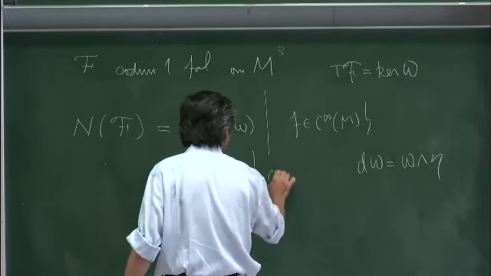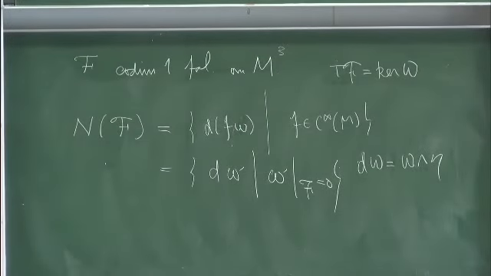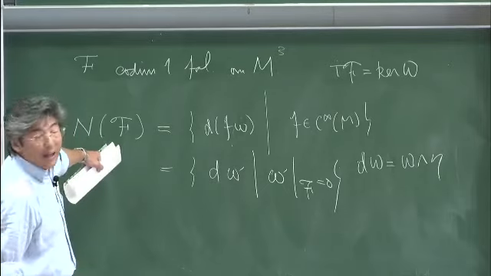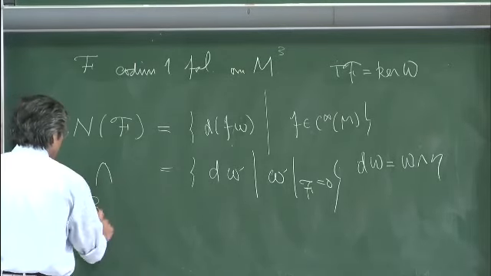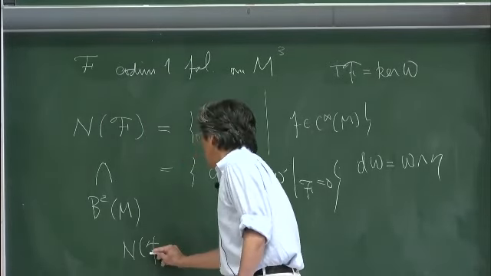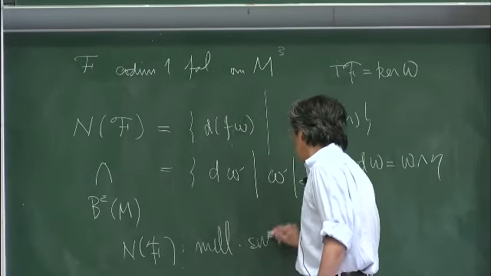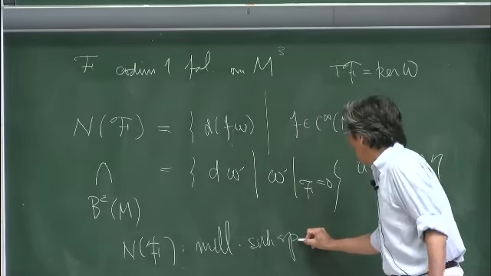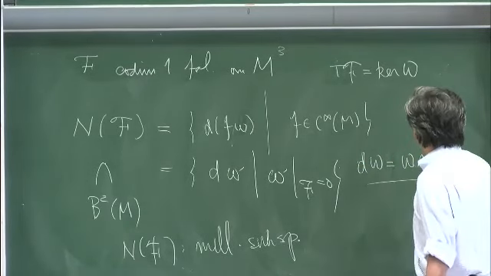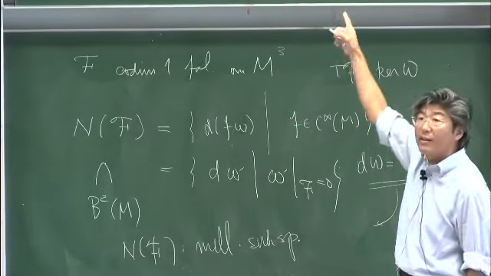Another description is: take all one forms which vanish on leaves and take their exterior differential. Then you get a very large subspace in the space of exact two forms. And what is interesting is that this linear subspace is a null subspace. If you start to compute, you will see in one minute. But anyway, the integrability condition implies that this is a null subspace with respect to that linking pairing.